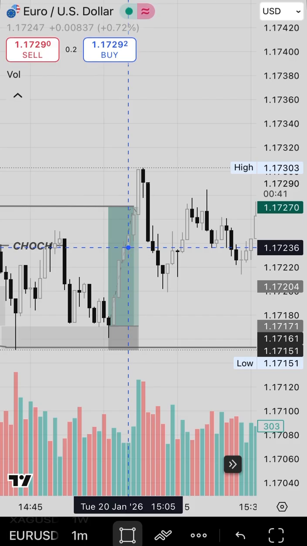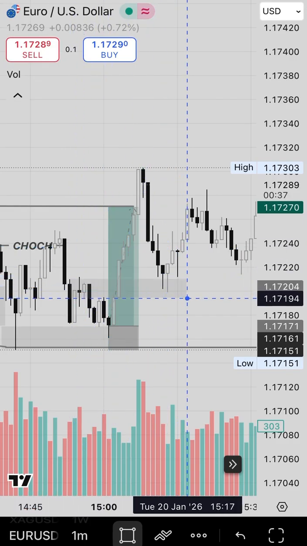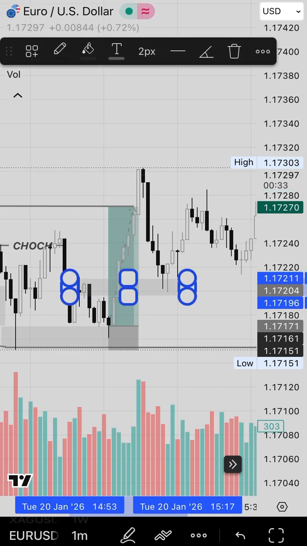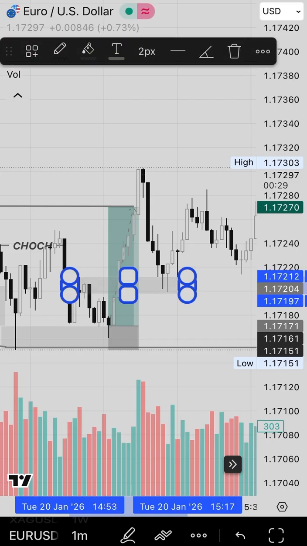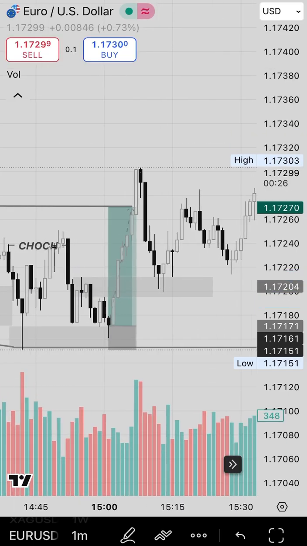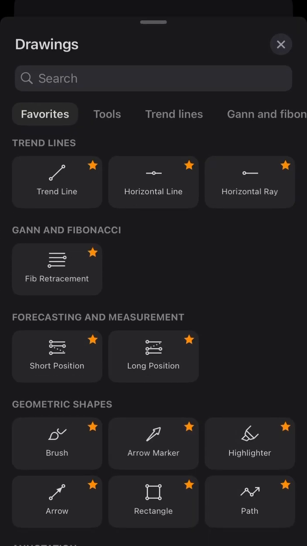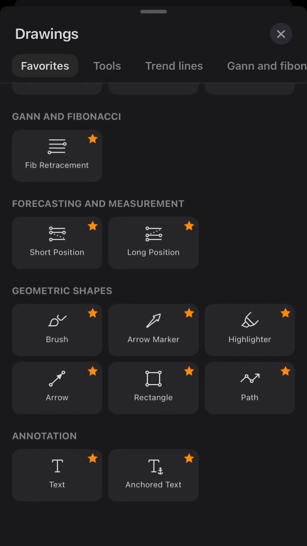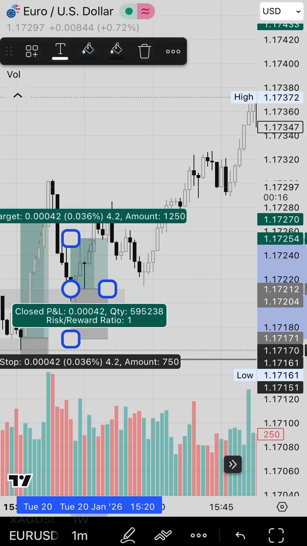Now this is where breakout block comes in. This is a breakout block here. Yes, this is a breakout block. And what will you do? Once you spot a breakout block, immediately you take your buy order at your breakout block.